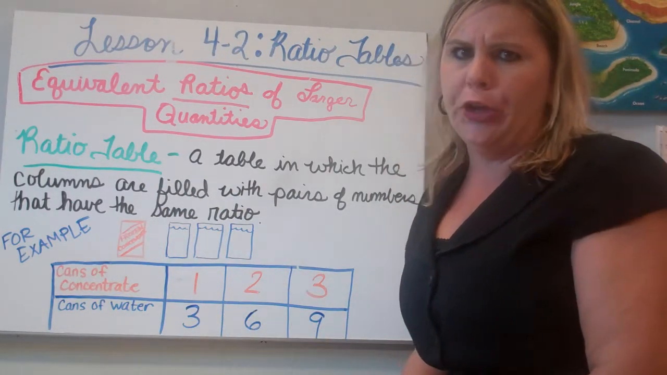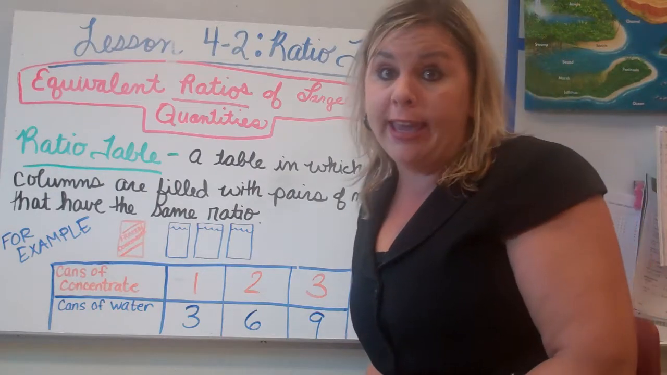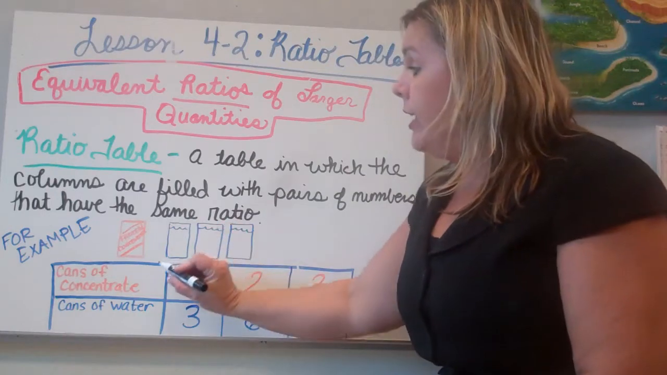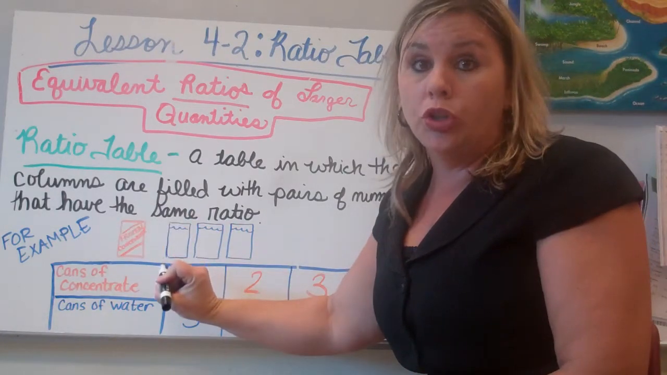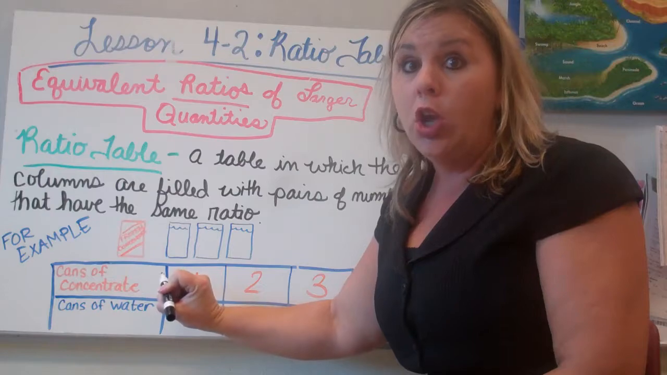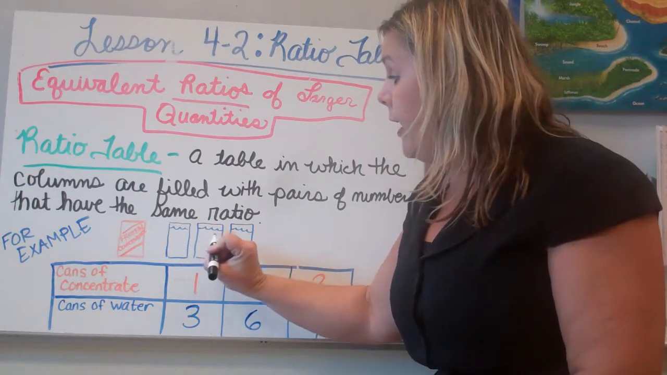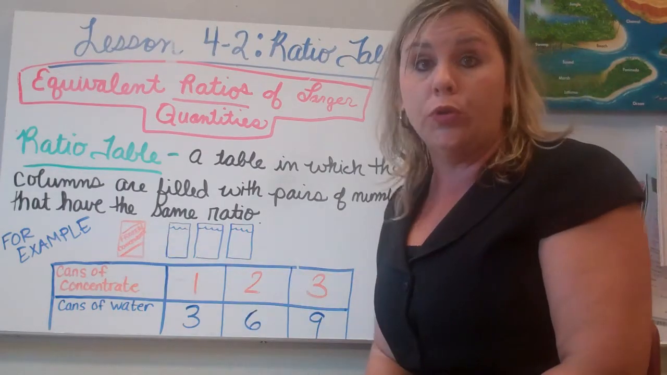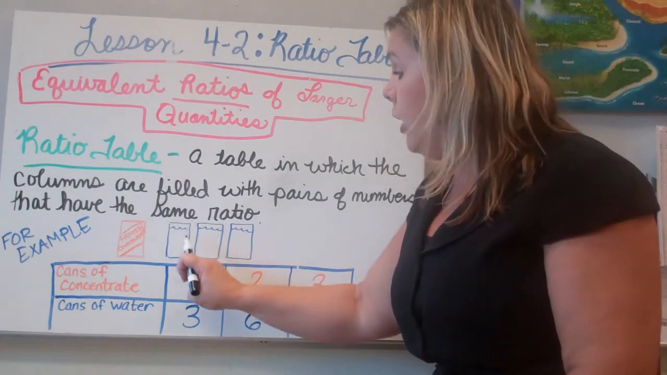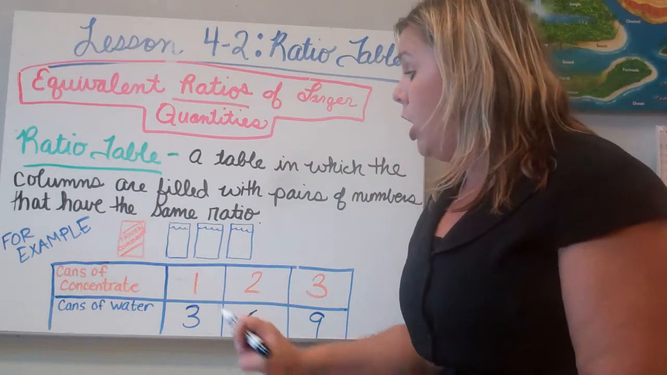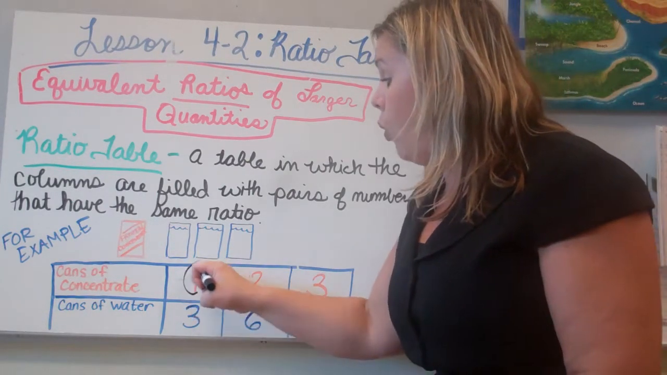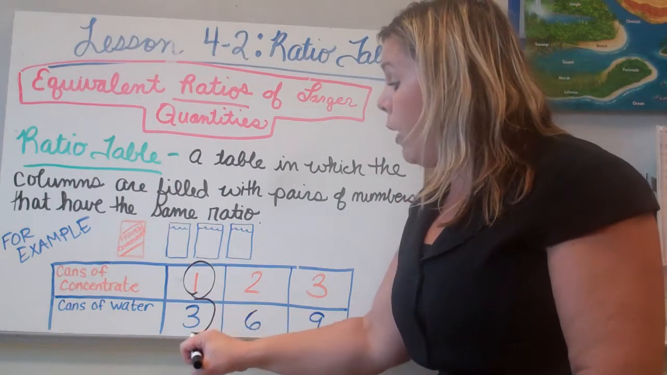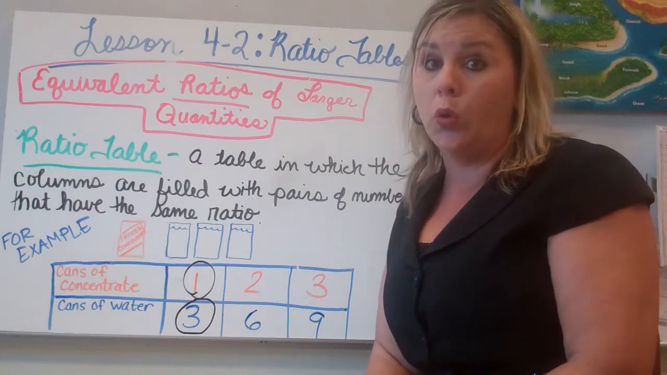Here's a little example for you. Now suppose that we are making orange juice from frozen concentrate. And in order to make this orange juice out of frozen concentrate, we are going to need 3 cans of cold water. So that means for every can of frozen orange concentrate, we're going to need 3 cans of cold water. So here in our table, we have 1 can of frozen concentrate, and for that, we're going to need 3 cans of cold water.